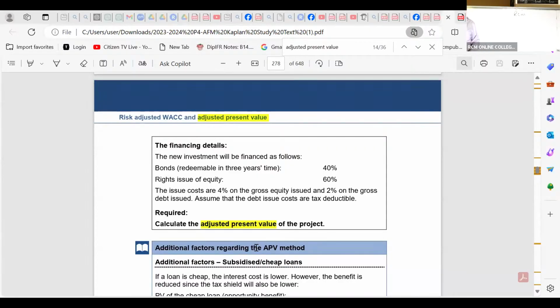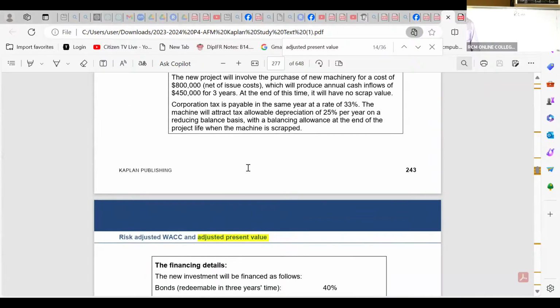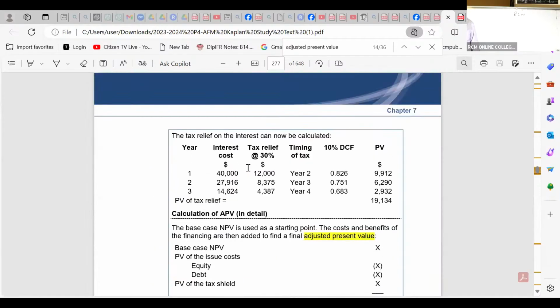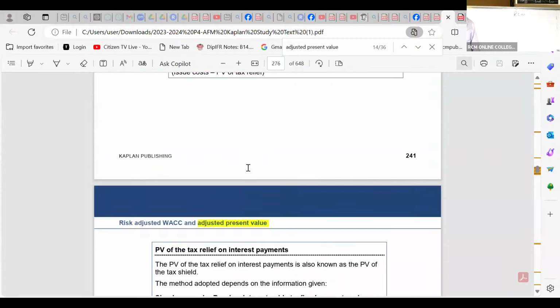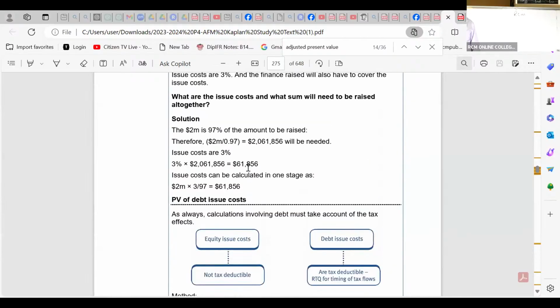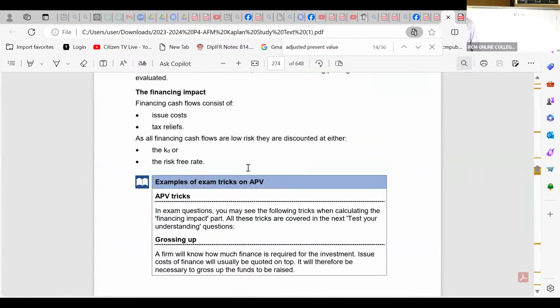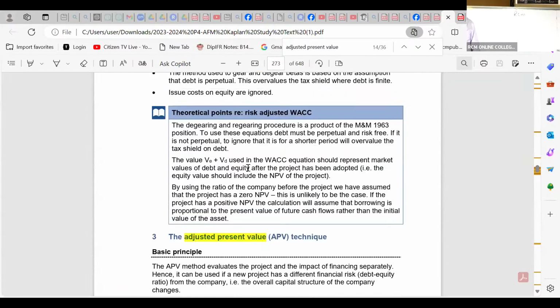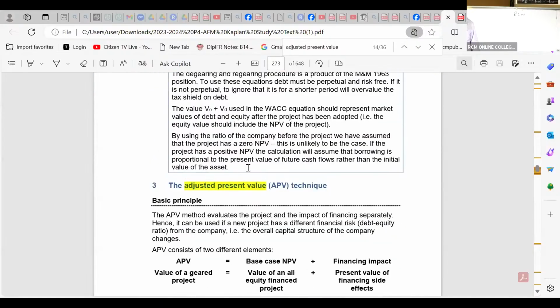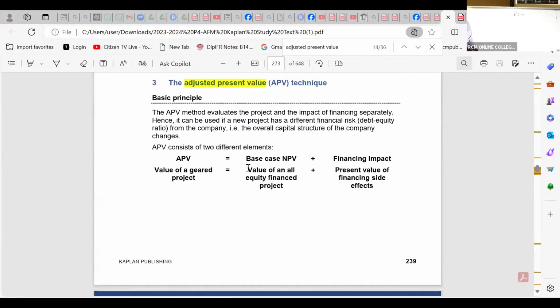Okay, thank you. So then I want us to look at adjusted present value, APV. This is what we are looking at today, APV. If you have this book, I would want you to basically write there. It's page number 239. ACCA, AFM.